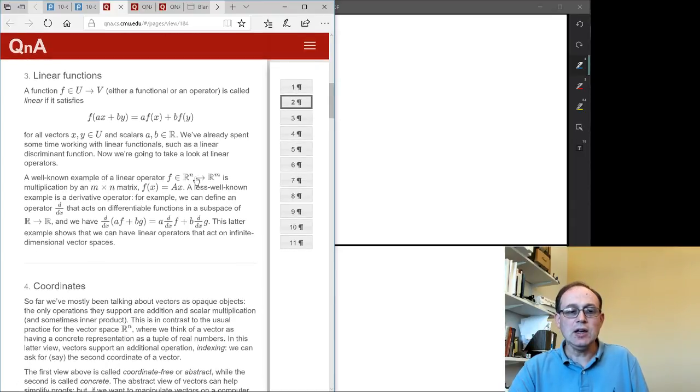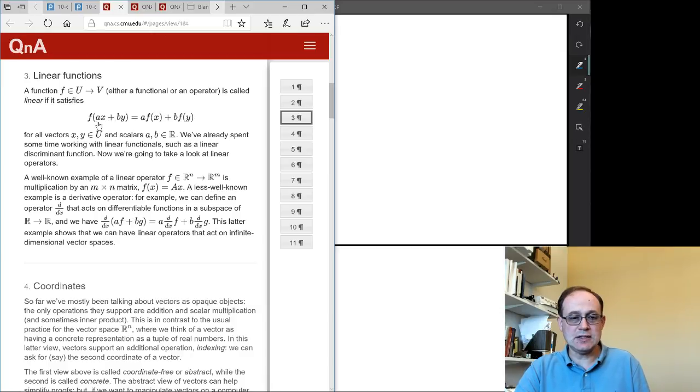We're going to be looking particularly at linear functions, or linear functionals, or linear operators. So what is a linear function? It just means that if you have the function applied to ax plus by, where x and y are vectors and a and b are scalars, meaning real numbers, then f of ax plus by is equal to a times f of x plus b times f of y, right? So linearity just means that you can pull addition and scalar multiplication outside the function.